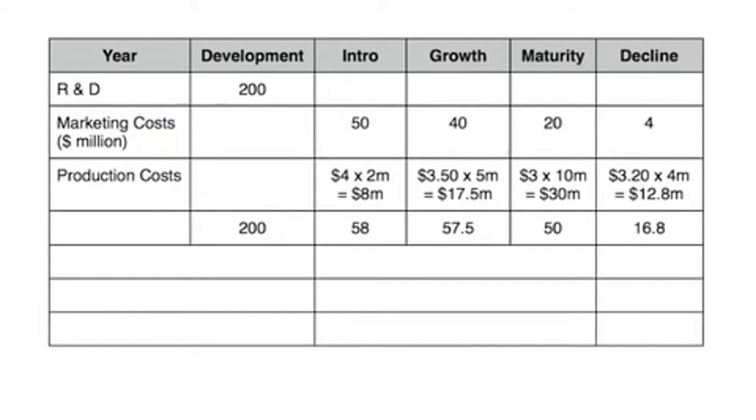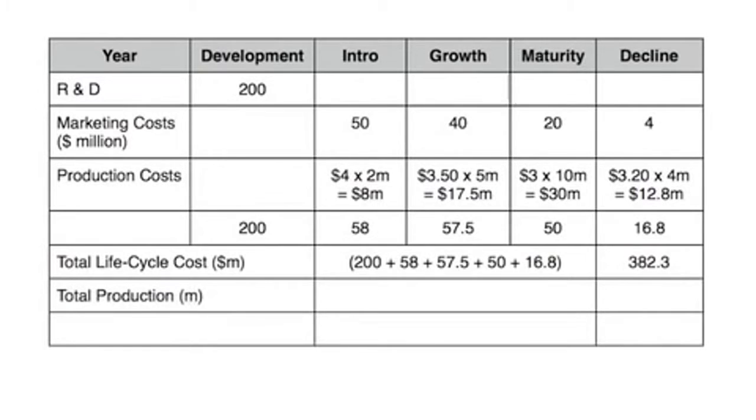We need to get a total product cost. So over the life cycle, we have the total costs, adding those all together, of 382.3 million. Now we need to see how many units we're going to produce in total. And we have total production of 2 million, 5 million, 10 million and 4 million. Adding those all up gives us 21 million.